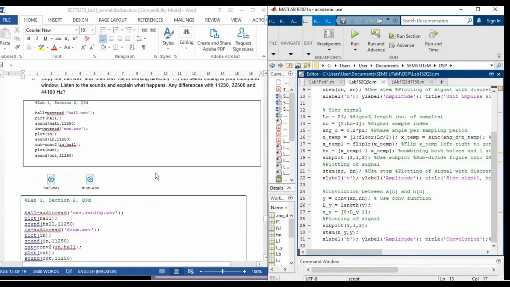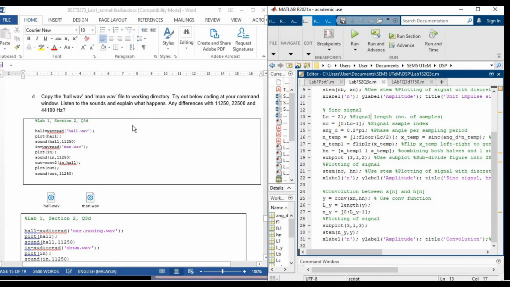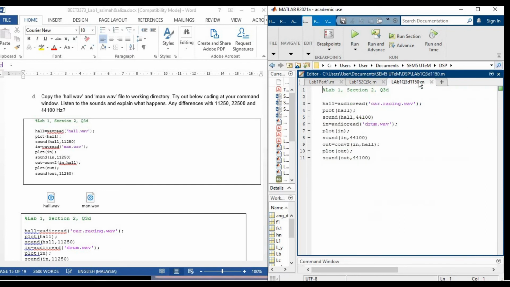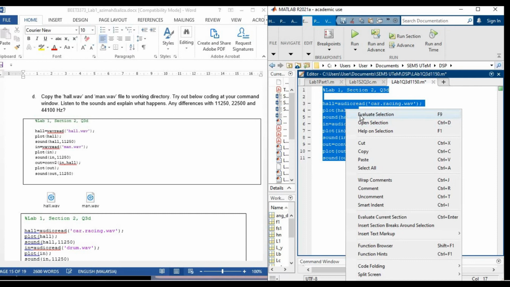Okay, next, the last part, we need to write the coding and use different frequencies: 11250, 22500, and 44100 Hz. So this is a sample for 11250. Run the coding to get the output.